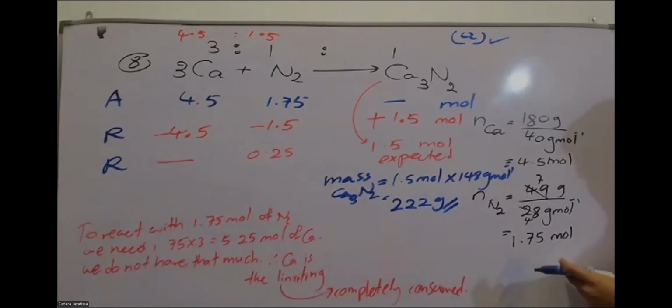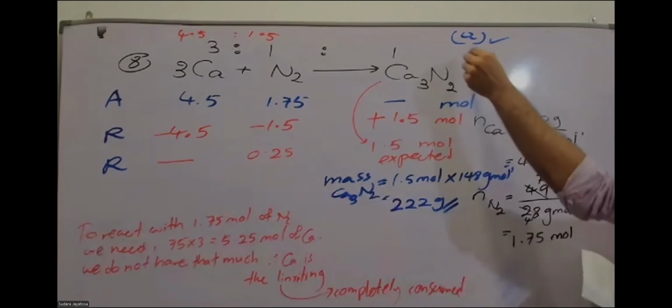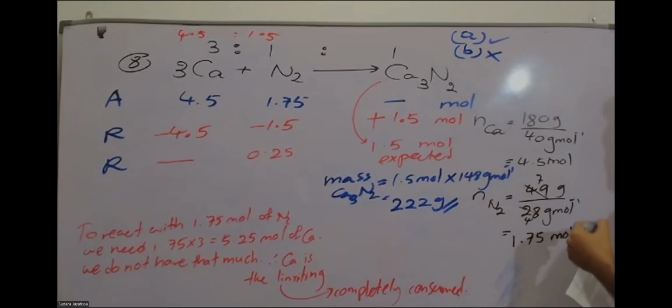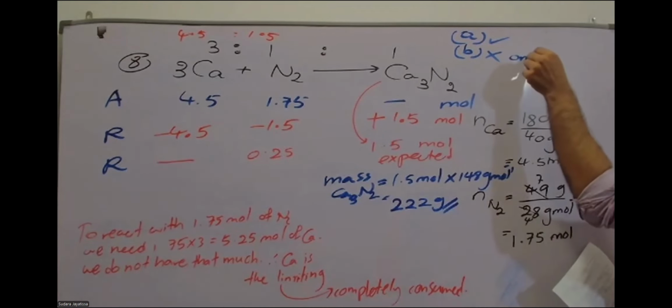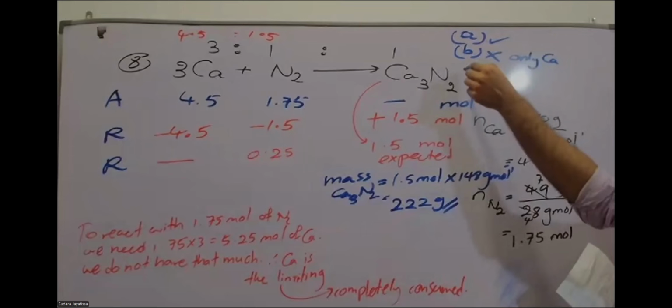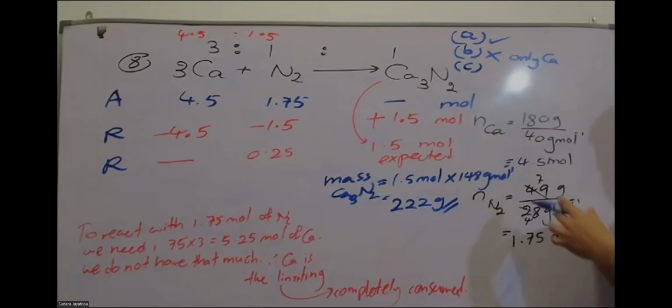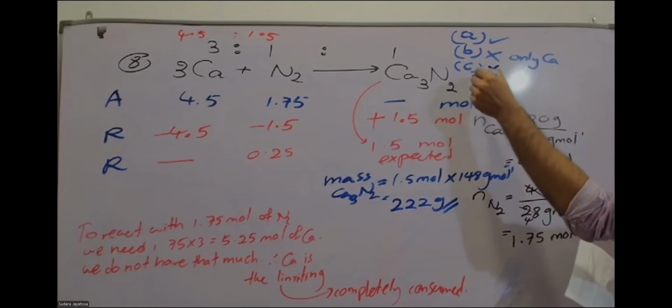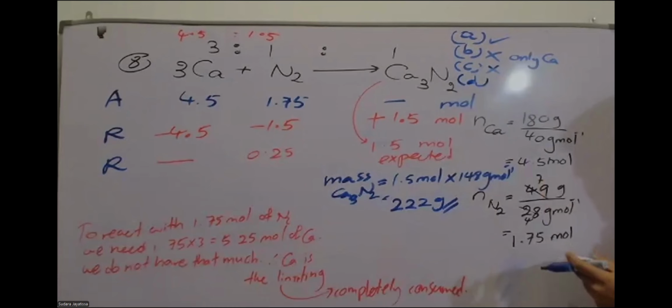Then B, both N2 and calcium completely consumed, is wrong. Only calcium is completely consumed. And what about C? Nitrogen will react completely, that is also wrong. So calcium will react completely. If you go to D now, it's asking the percentage yield. So I think we talked about percentage yield in an earlier question, isn't it?